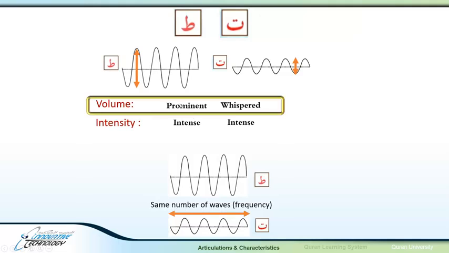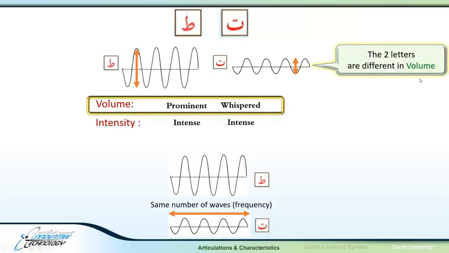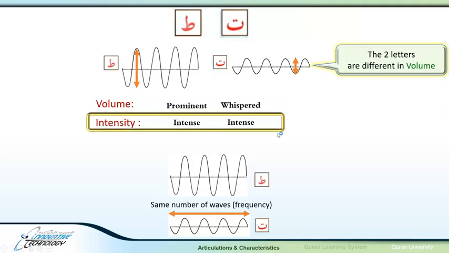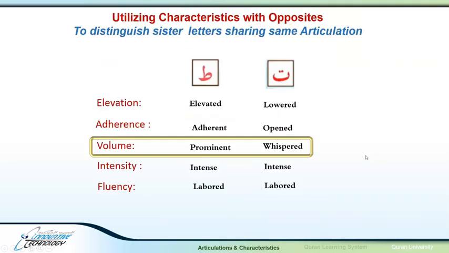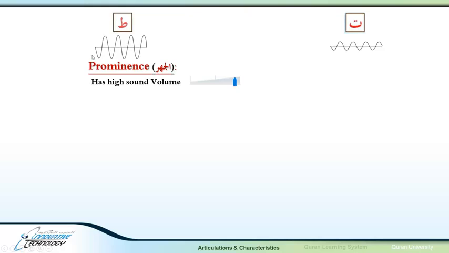Now, both letters are different in volume. The ta is prominent, the ta is whispered, so the two letters are different in volume. Now, on the other hand, the two letters are similar in intensity, having the same frequency. Let's now concentrate on the volume characteristics of both the ta and ta. So if we look further at the ta wave and compare it to the ta wave, we realize the ta wave is more prominent and it has a higher sound volume compared to the ta wave, which has a whisper characteristic due to the low sound volume.